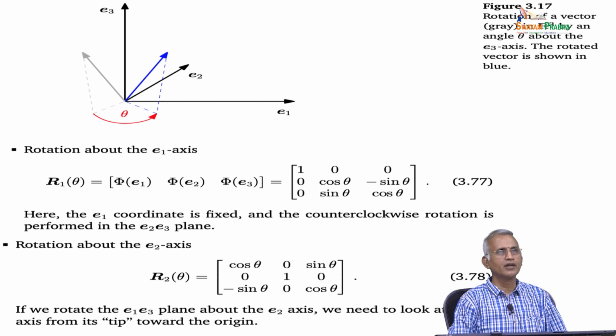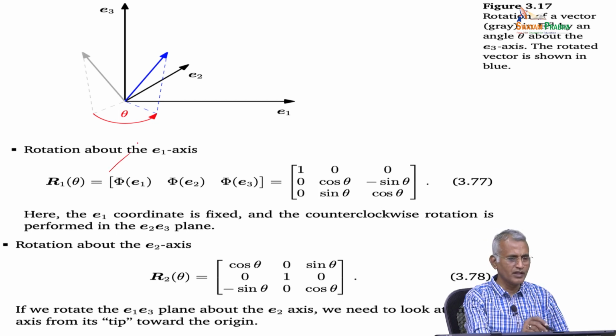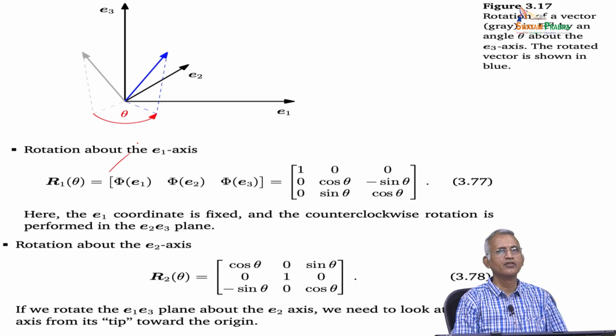So, rotation about the E1 axis. R1 of theta equals phi of E1, phi of E2, phi of E3, which can be expressed as 1 0 0, 0 cos theta minus sin theta, 0 sin theta cos theta. This is the three dimensional effect of rotation about the axis. Here the E1 coordinate is fixed, and the counterclockwise rotation is performed in the E2 E3 plane. So, that is the meaning of 3.77.